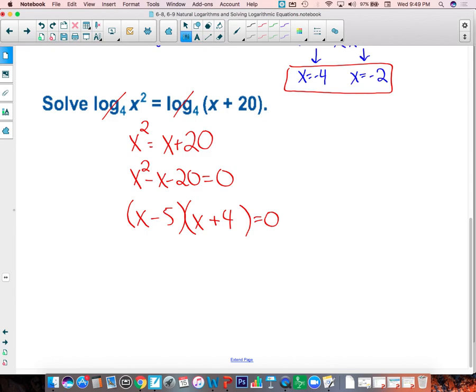All right, and then we get an x equals 5 from there. X equals negative 4 from there. And we're going to call it good. We're not going to check those ones. Okay, so those should be your two answers.